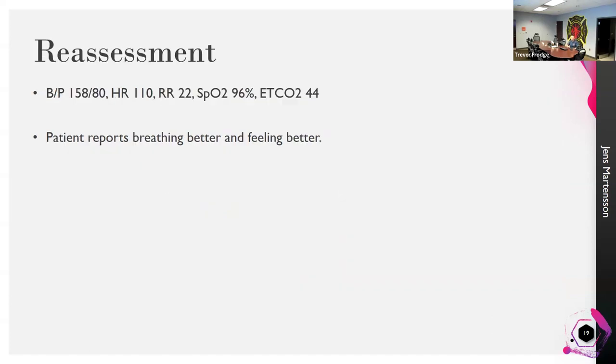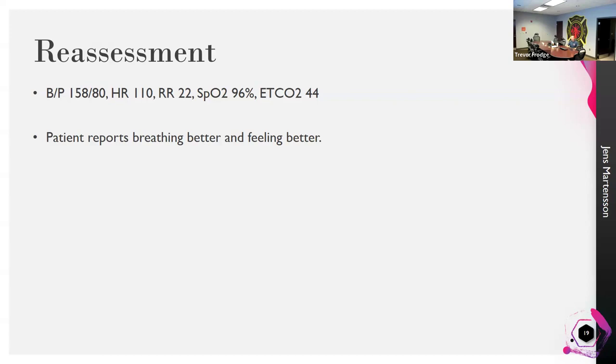So we reassess her. So we give her our Duoneb treatment. We give her our 2.5 of albuterol, our 0.5 of Atrovent. We try and fire 60 of prednisone into her, or maybe we should go for the Solu-Medrol route, the 125 of Solu-Medrol, however, whatever you want to do as a clinician, as long as we're following our protocol there.